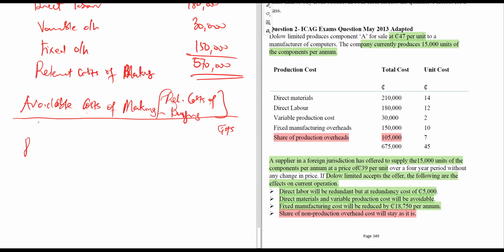First of all, we are going to incur the purchase price, and the supplier is giving each to us at 39 cedis per unit. How many units are we producing? Not 50,000, but 15,000 units. So that's 39 by 15,000, and that's 585,000. But apart from that, are there any other costs we are going to incur?